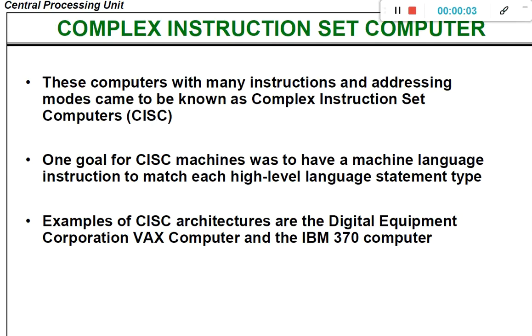Let us move on to the next topic. The next topic is complex instruction set computer, CISC. So basically there are two different types of computers based on the instruction set. The first category is complex instruction set computer. Another category is RISC. RISC means reduced instruction set computer.